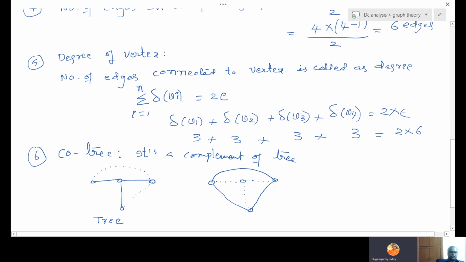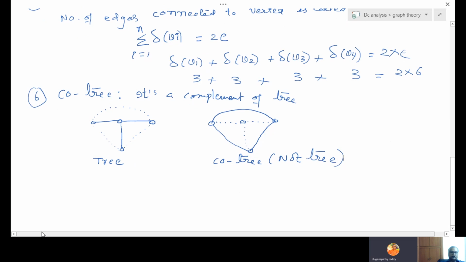So this one is a tree, whereas this one is a co-tree. This co-tree is not a tree. Why is this not a tree? It is a closed loop. Therefore, it is not a tree.